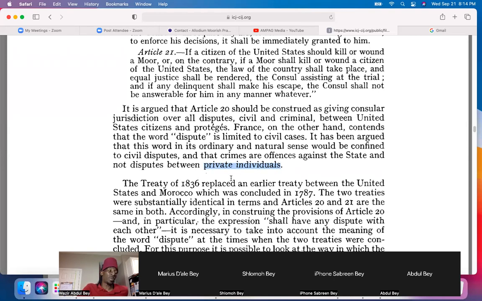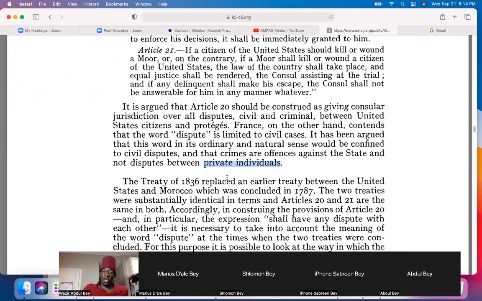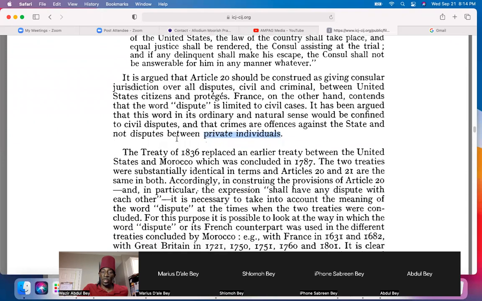All right, so y'all keep on with this Moorish American. I'm an individual trying to invoke Article 20 of the Treaty of Peace and Friendship.